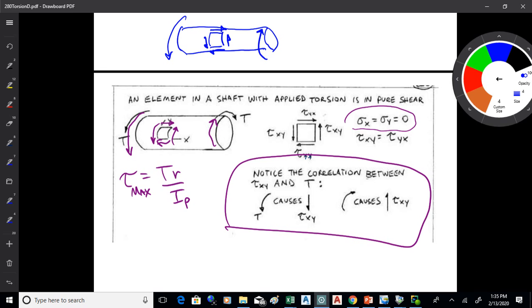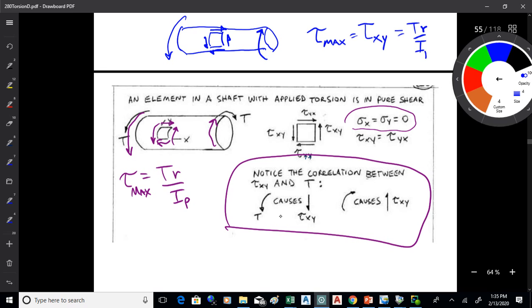So what we get then is we have this formula, tau max, and what that equals is tau xy also. They're the same thing, and that's TR over Ip, okay? And the I is subscripted with a P because it's calculated in a polar mode, okay? Now, the other thing we got is that sigma x and sigma y are 0. There's no normal stress. So once we have that, we can go and start doing all the biaxial stuff. Okay. So are we good with that? Okay.